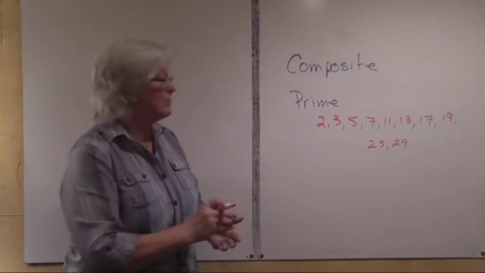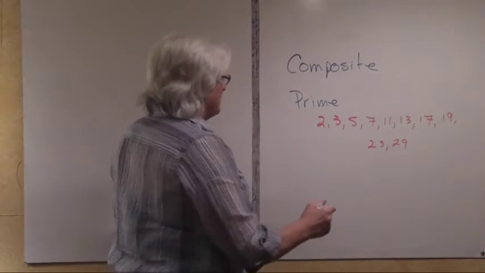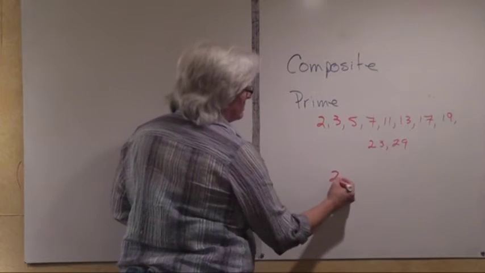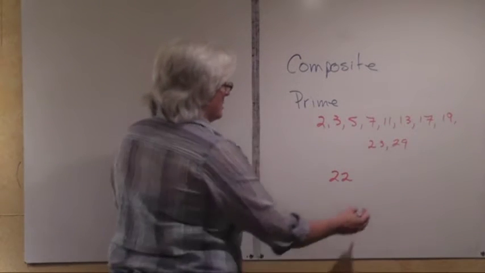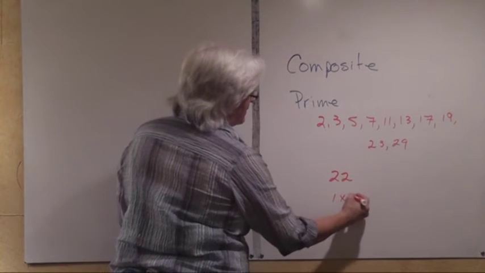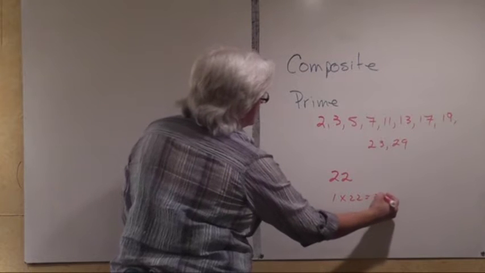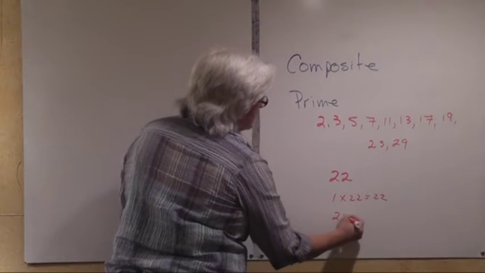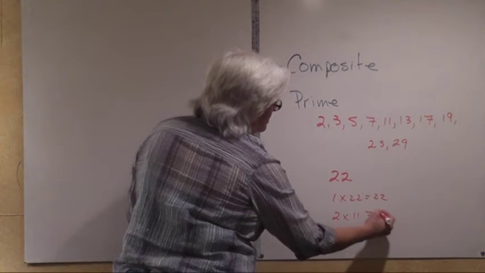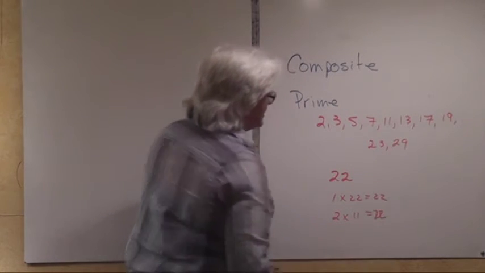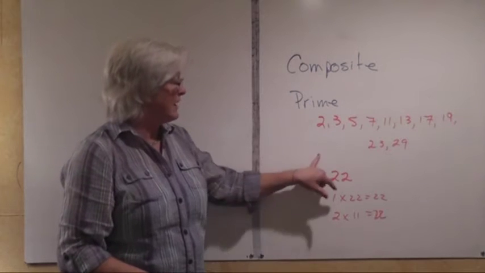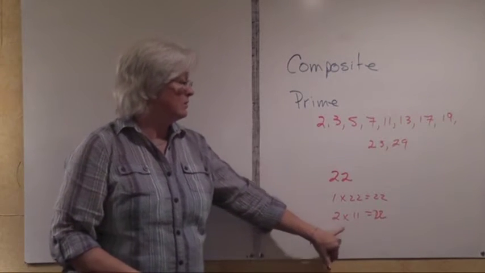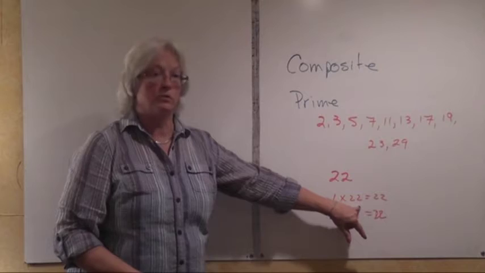Any other even number, for example 22. Even 22 is not prime, because of course you can say 1 times 22 is 22, but you can also say 2 times 11 is 22. So 22 has 4 factors: 1, 2, 11, and 22.